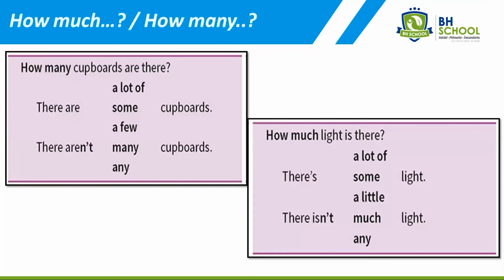As you can see here, this is a chart, and this is a short explanation about our topic today. We use how many to talk about plural and to talk about countable nouns. We mentioned some quantifiers in affirmative form and the other 2 quantifiers, but in negative form. And how much is talked about in singular form, but in this opportunity, it's with these 3 quantifiers for affirmative form and with these 2 quantifiers in negative.